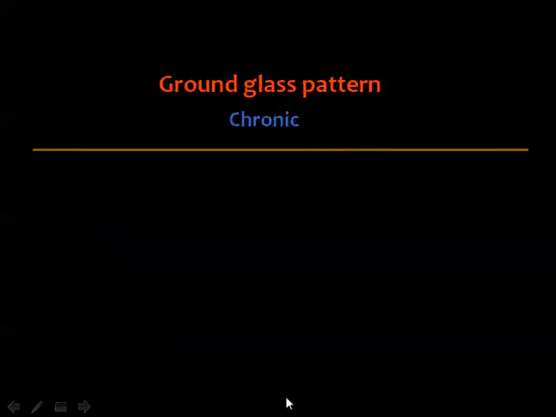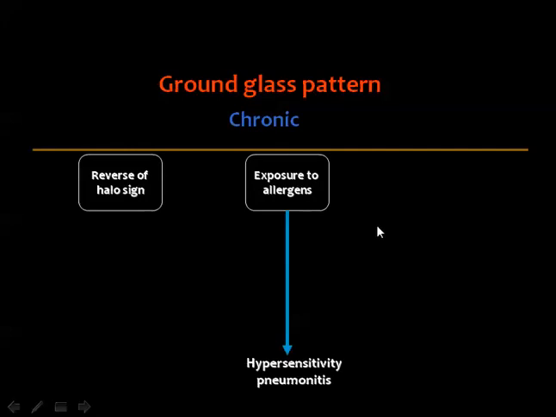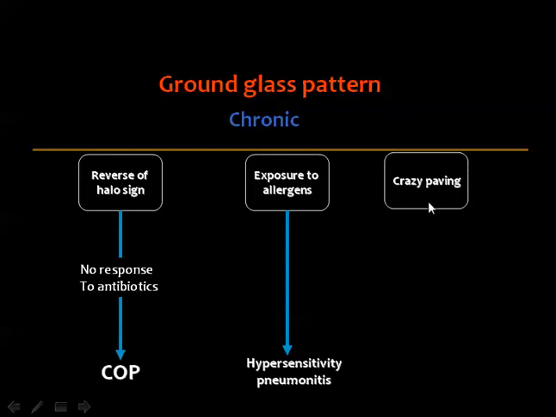Okay, then the chronic pattern of ground glass. If the patient has been exposed to allergens, hypersensitivity pneumonitis. Reverse halo sign, cryptogenic organizing pneumonia. And this is also a type of pneumonia which does not respond to antibiotics. If you have the crazy paving, pulmonary alveolar proteinosis, and this disease is intimately related to smoking.